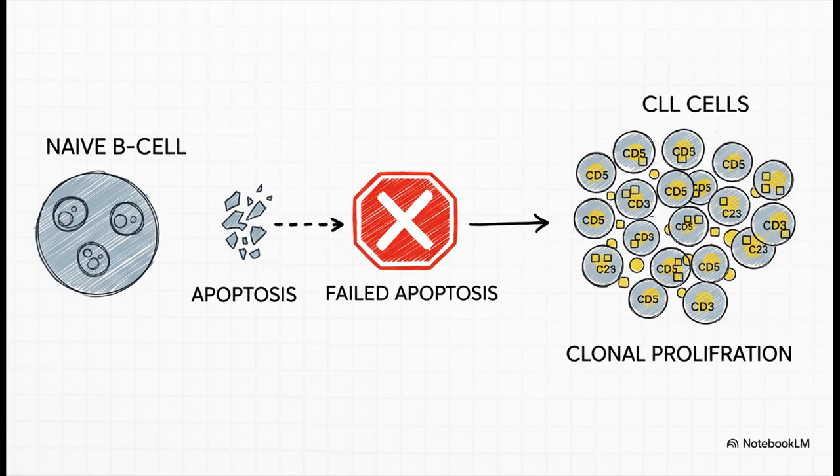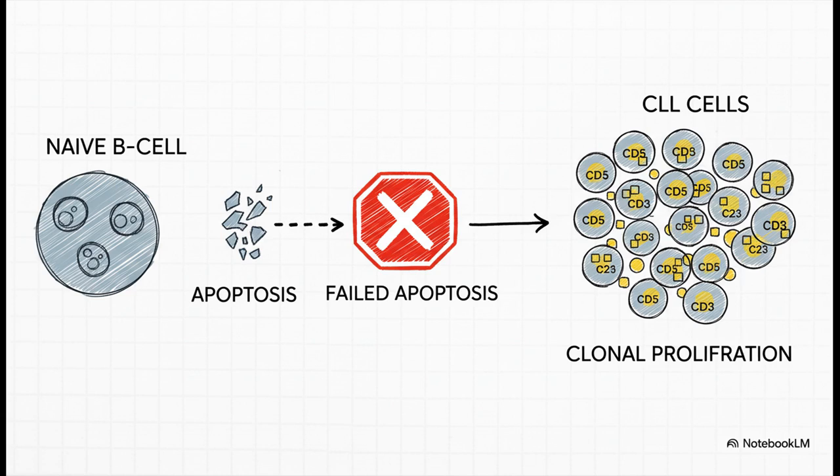But what happens when that self-destruct program fails? When these naive B cells just refuse to die and instead start to multiply? Well, the result is chronic lymphocytic leukemia, or CLL. So CLL is fundamentally a disease of the peripheral blood.